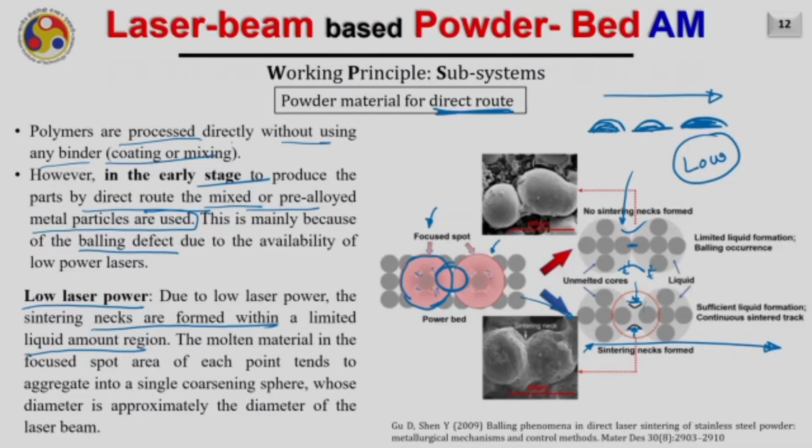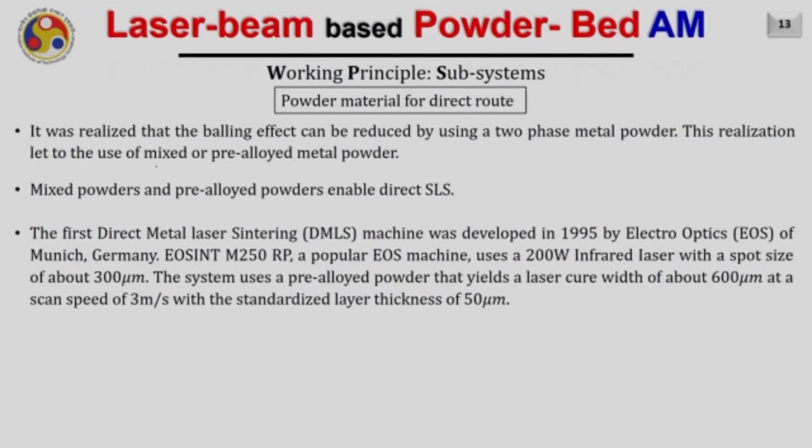So the molten material in the focus spot area of each point tends to aggregate into a single coalescing sphere whose diameter is approximately the diameter of the laser beam. At this stage, it was realized by some researchers that this effect of balling can be easily eliminated if we use two-phase powder particles, such as either mixed powder particles or pre-alloyed metal particles. So in the earlier stage, the mixed powder and the pre-alloyed powder particles enabled the direct SLS.